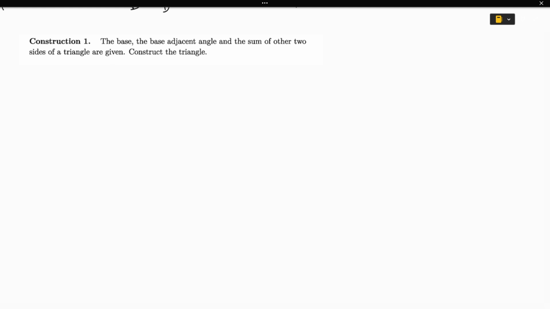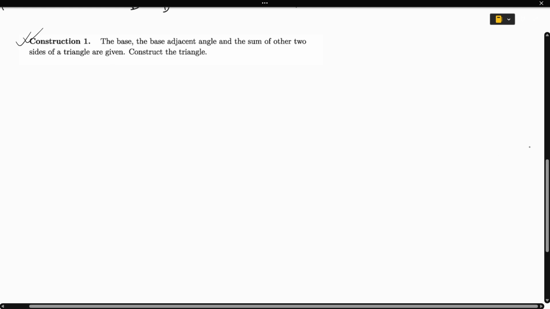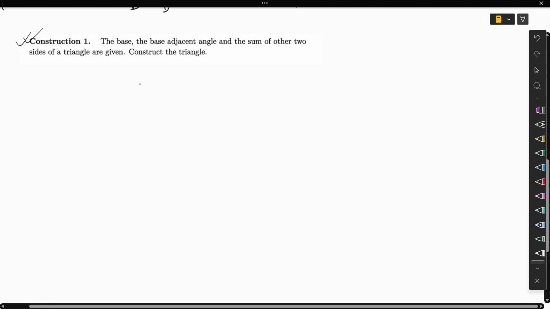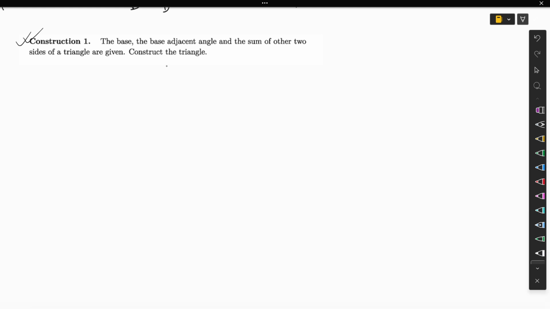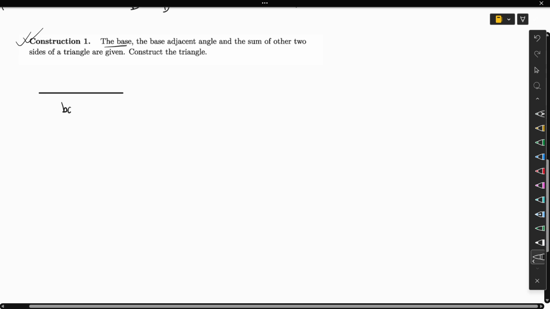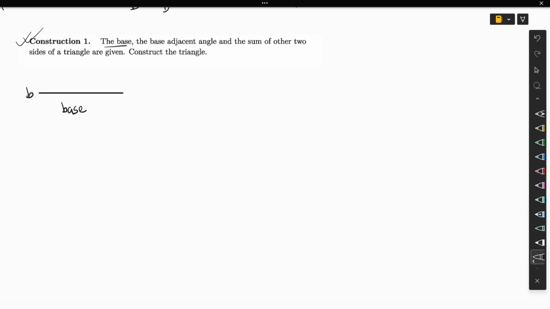The base construction 1: the base, the adjacent angle, and the sum of the two sides of a triangle are given. Okay, let's say this is the base. Let's say the base is B.